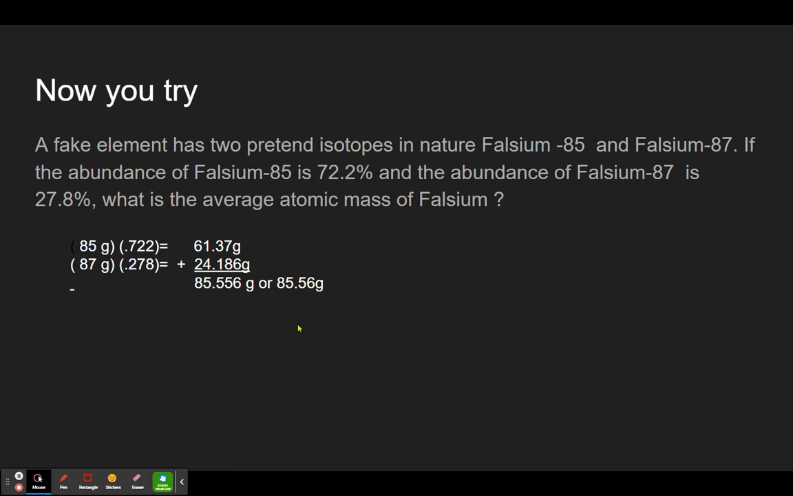Now that you've had a chance to look and see how average atomic masses are calculated, please answer the final question on your homework paper.